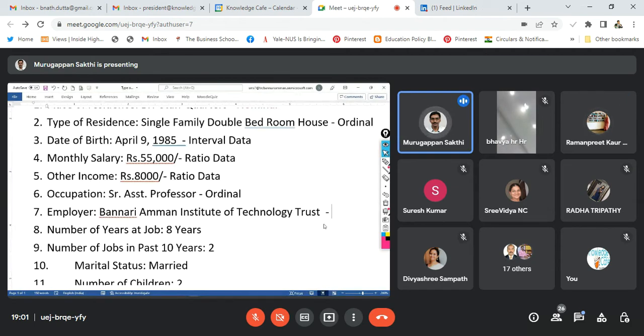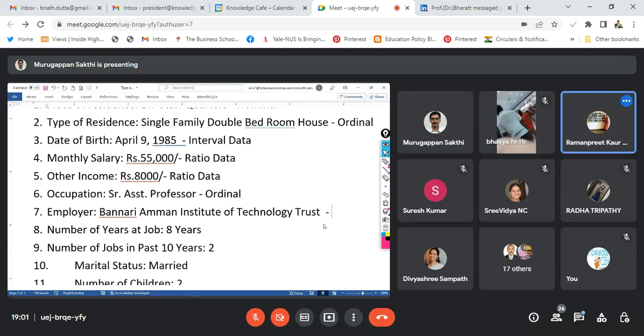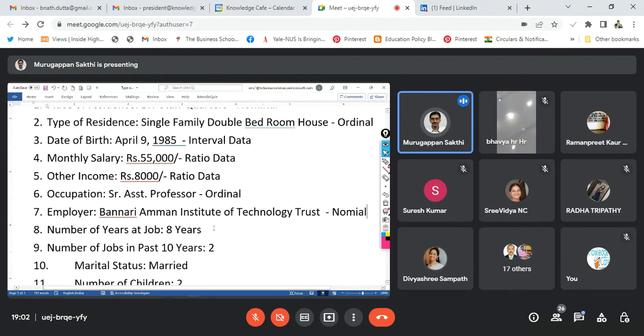Right. Coming to the employer. I'm saying that my employer is Bangalore Institute of Technology Trust. What is the type of data you are generating here from this question? Nominal data, sir. Nominal. Very good. Very good. Then number of years at job.